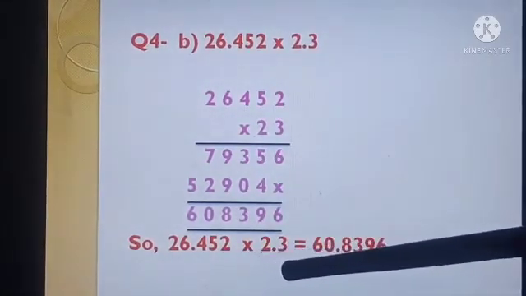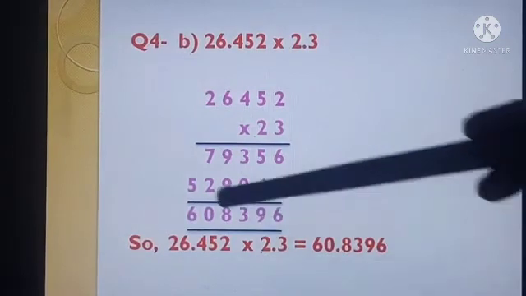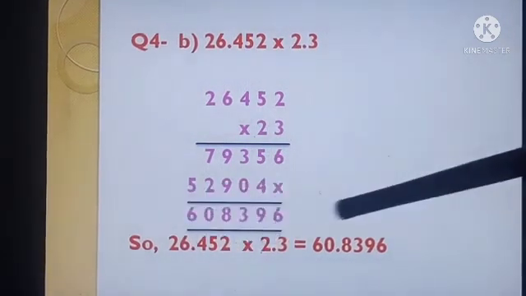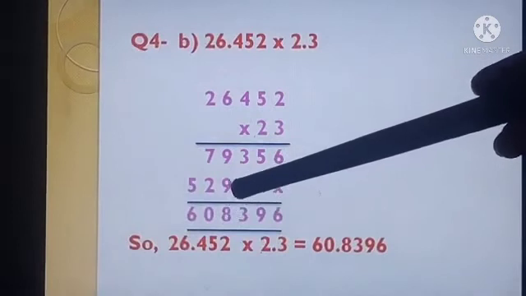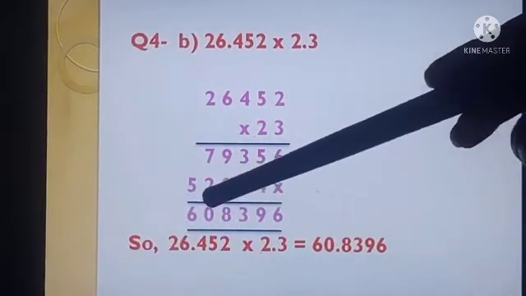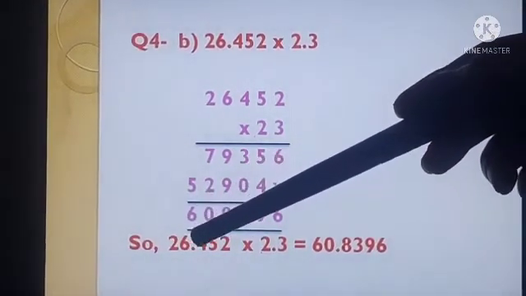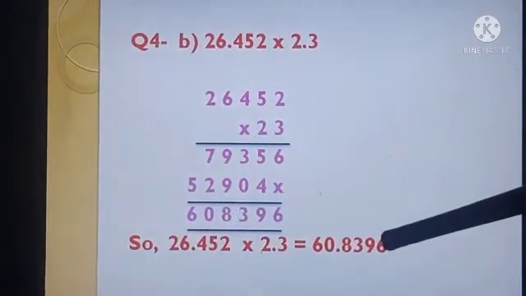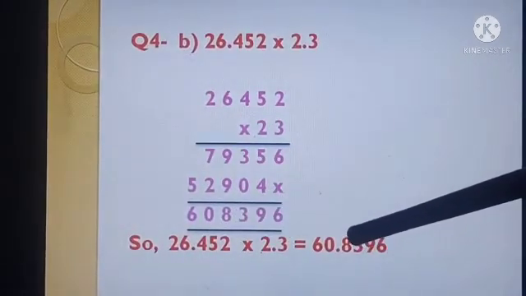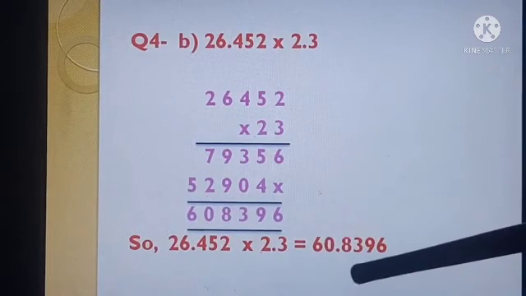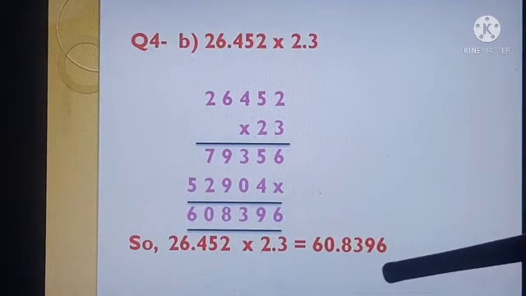26.452 multiplied by 2.3 is equal to. Now write down this answer first and then you will put the decimal. How many digits do we want after the decimal? 1, 2, 3, 4. So start counting from the ones place. 1, 2, 3, 4. Put decimal here. Our answer will become 60.8396.